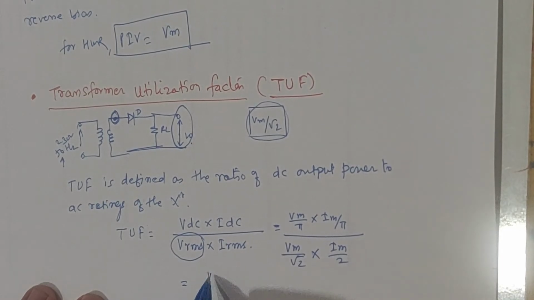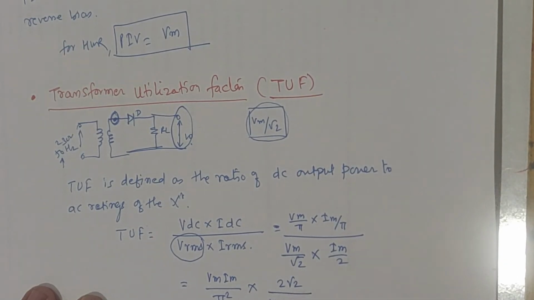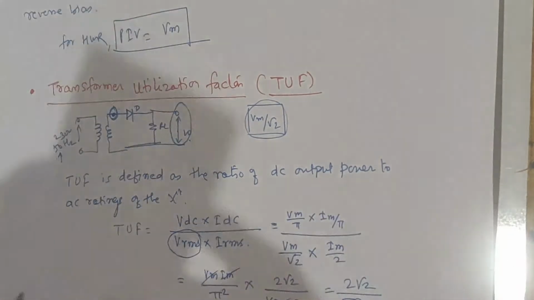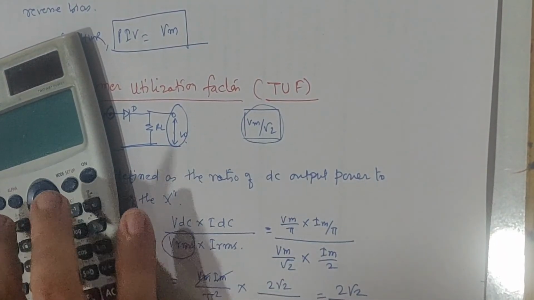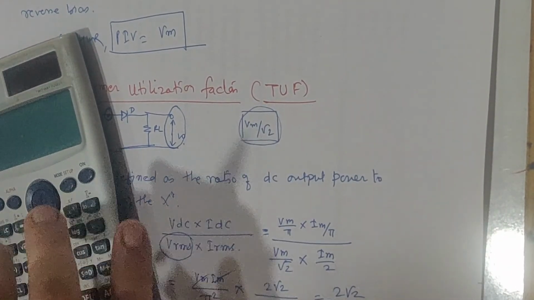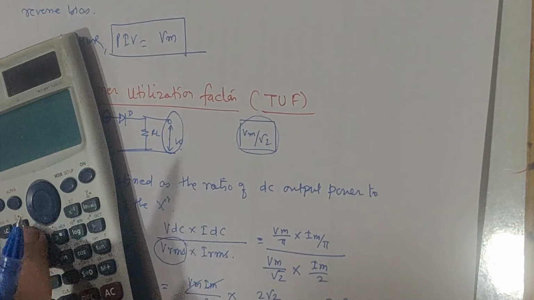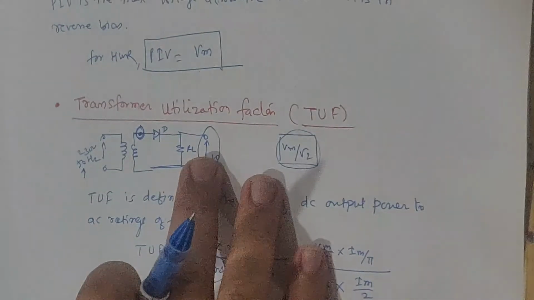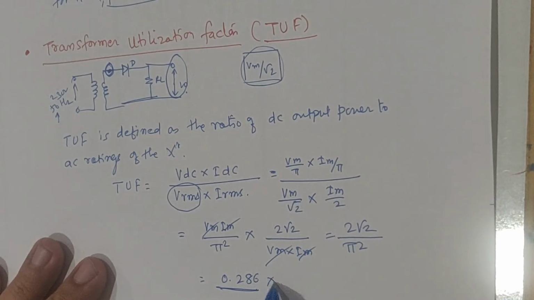Okay, so let's solve it. It is going to be Vm Im by pi square, multiplied by 2 root 2 upon Vm into Im. Cancelling Vm Im, it is going to be 2 root 2 upon pi square. Let us calculate it with the calculator: 2 root 2 divided by pi square. It comes out to be 0.286. If I multiply it by 100 to calculate the percentage, it will be 28.6%.